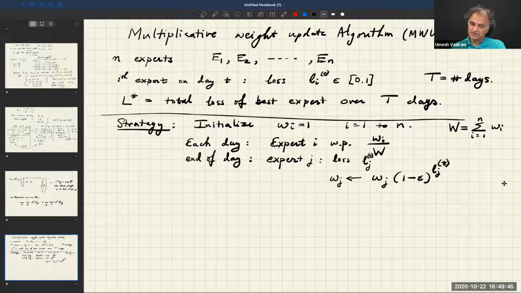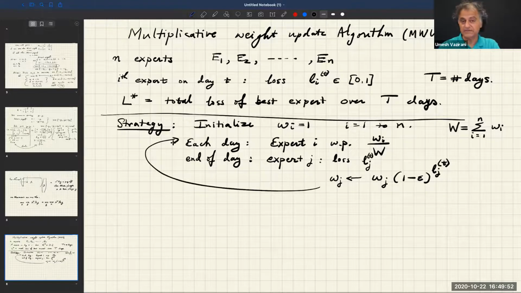Okay, so that's the algorithm, right? So we update all the weights, and then in the morning we decide again which expert to pick, and then at the end of the day, every expert suffers a loss. The expert we picked suffered a loss which we actually have to pay, but we get to see what it would have been for every other expert, and accordingly we change the weights. And the next day, our algorithm based on the new weights picks an expert, and we keep going.